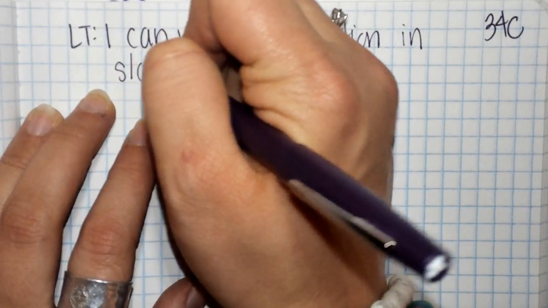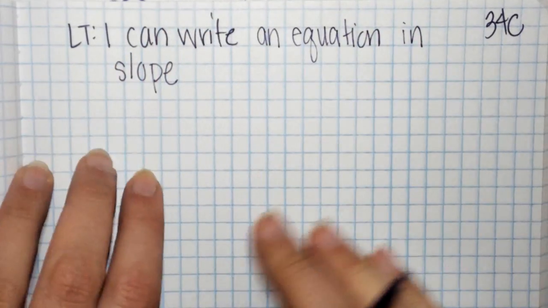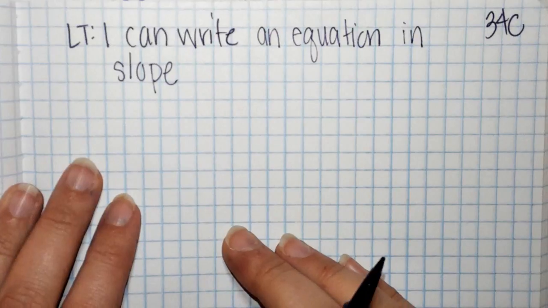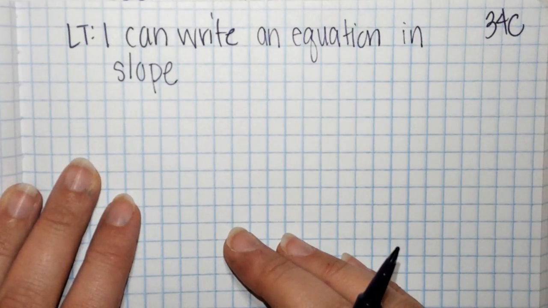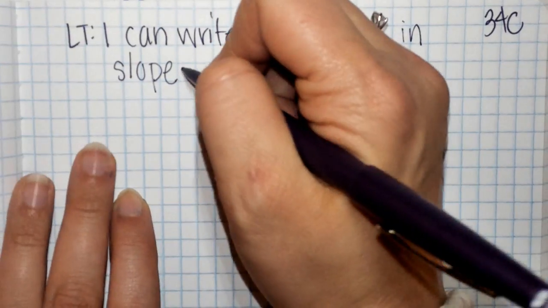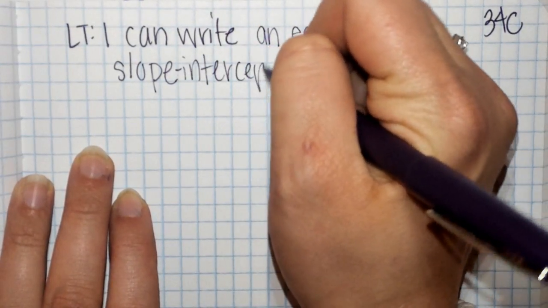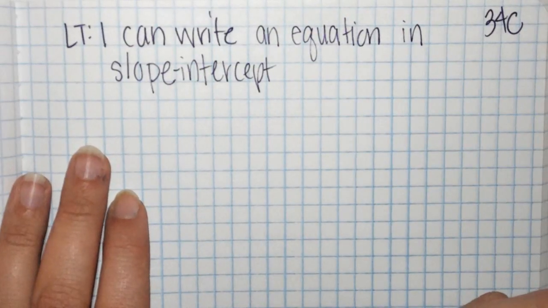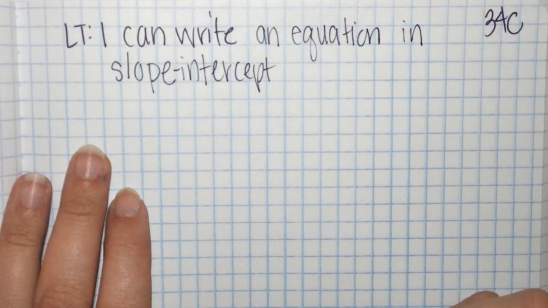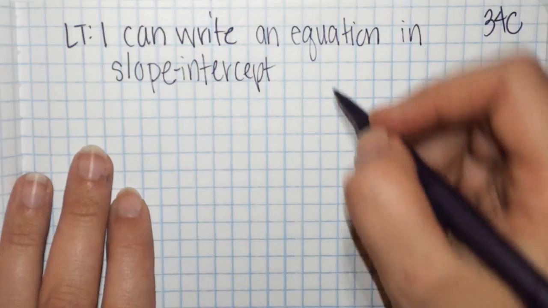I'm a turtle. Slope. What word comes next? Intercept. Dude, at the beginning I said I didn't write it on the board. Form.